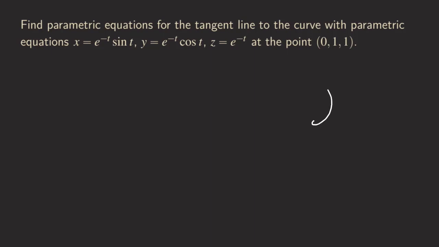So maybe the curve is going to look like that. Okay, and let's say the point (0, 1, 1) is at this spot over here. So this is the point (0, 1, 1). Our goal here is to find the tangent line. So the tangent line is going to be this one over here. That is the line that we are trying to find.